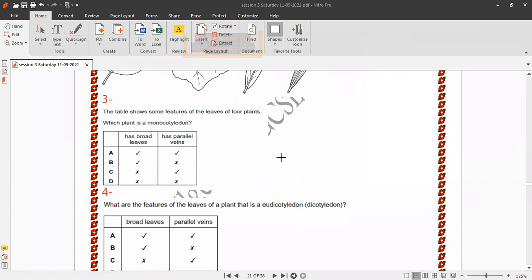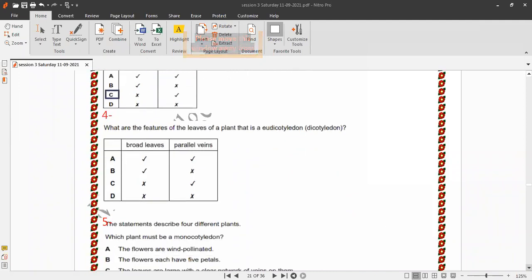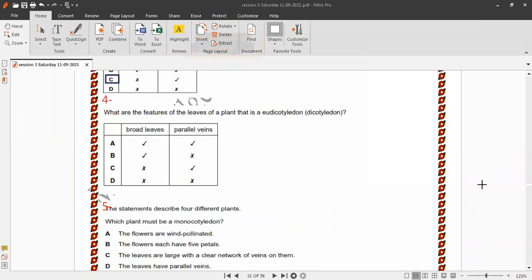Fadi? Yes, question 3. The table shows some features of the leaves of 4 plants. Which plant is a monocotyledon? Have broad leaves, have parallel veins. C. Why C? Because they don't have broad leaves. Excellent. They have narrow leaves. Excellent. Thank you, Fadi.